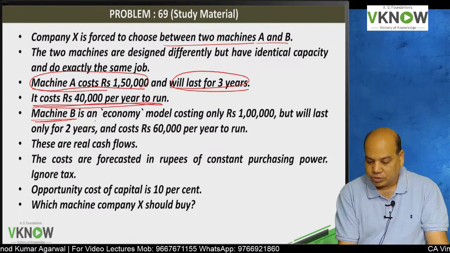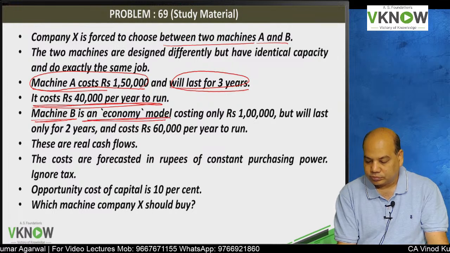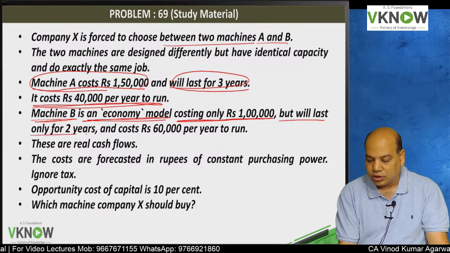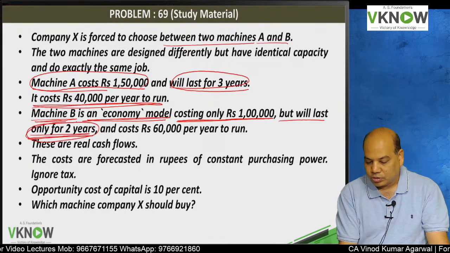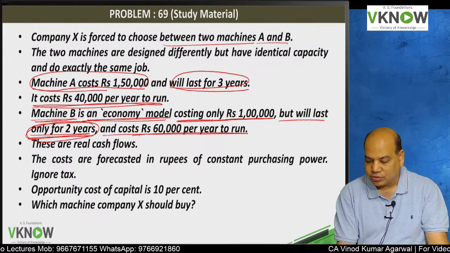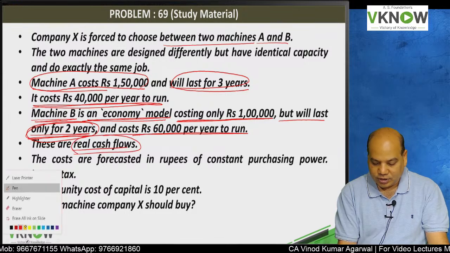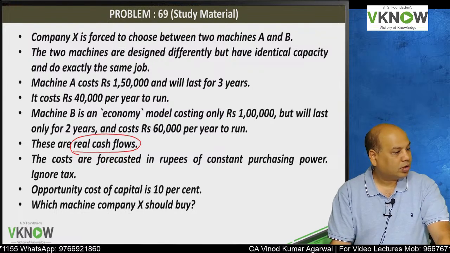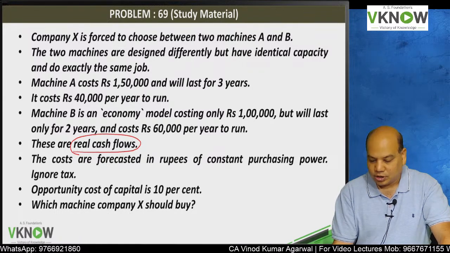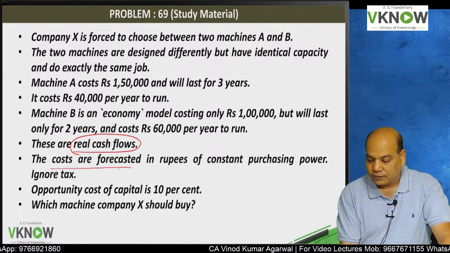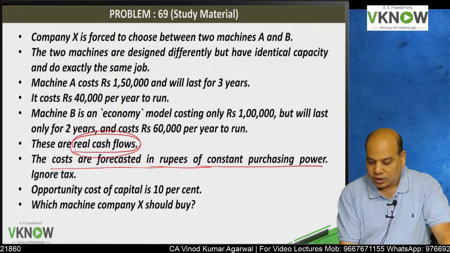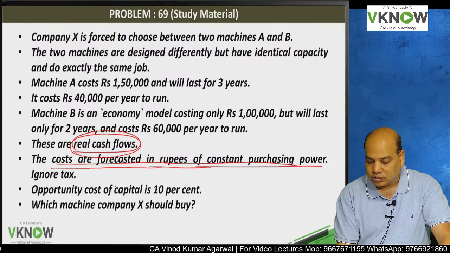Machine B is an economy model. It costs 1 lakh rupees only, but will last only for 2 years. Cost to run 60,000 per annum. These are real cash flows. What is real cash flow? Cash flows excluding the effect of inflation. The costs are forecasted in rupees of constant purchasing power. So these are real cash flow excluding inflation.